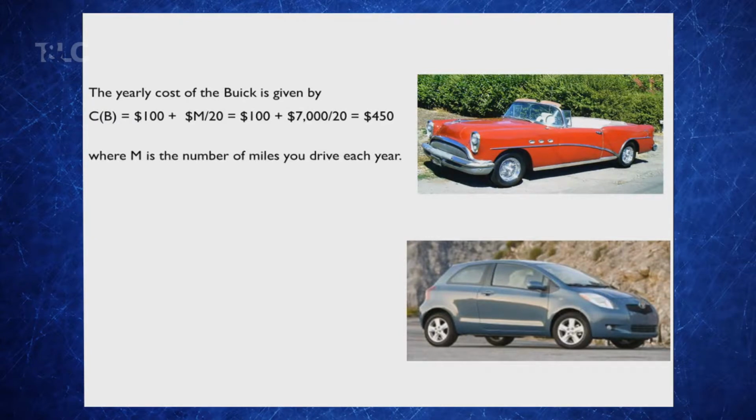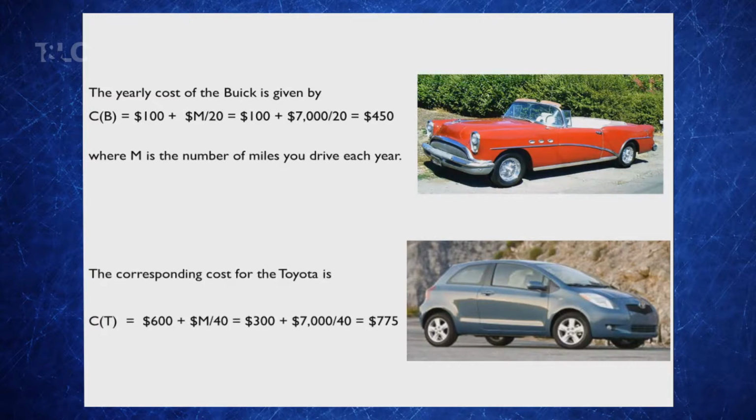Some of you might have calculated the cost, right? So we're choosing a car. The cost of the Buick comes to about $450. That's not really complicated math, right? Basically there's a fixed cost of $100, and then there's a cost associated with how many miles you drive. You divide that by the 7,000, and since everything is $1, you add that to the 100. And then the Toyota costs $775. Are my numbers right? Okay. Now, which one is cheaper?